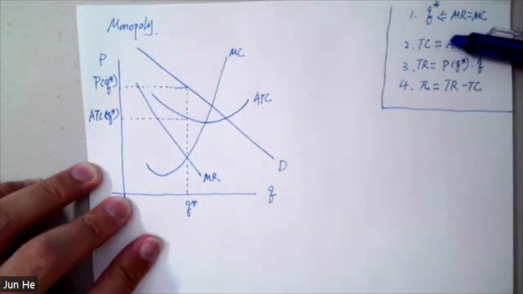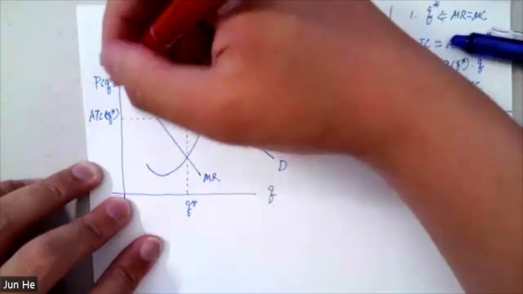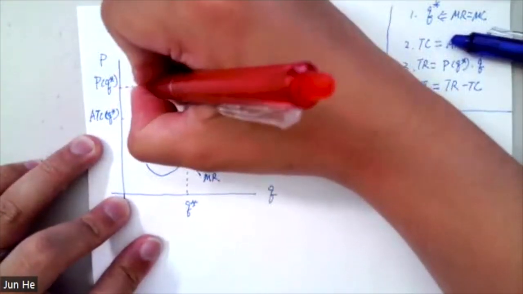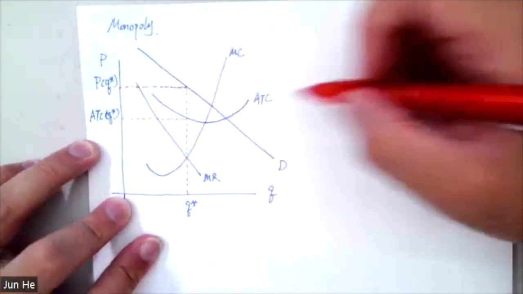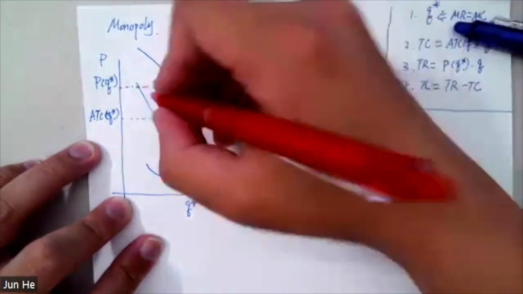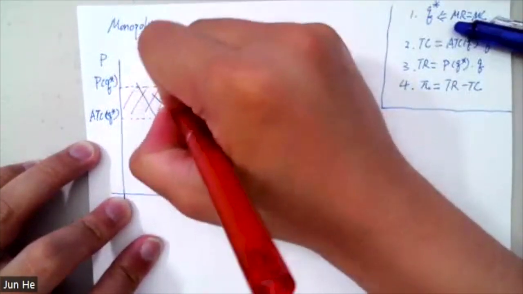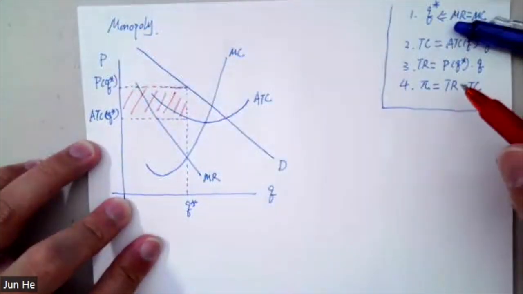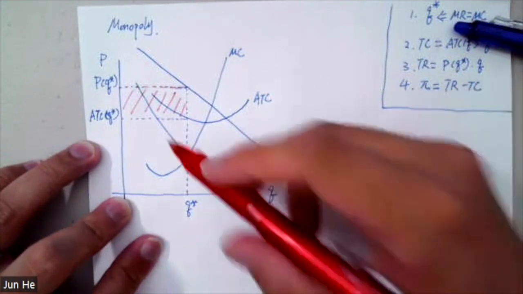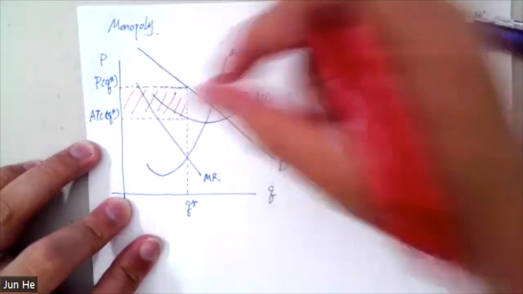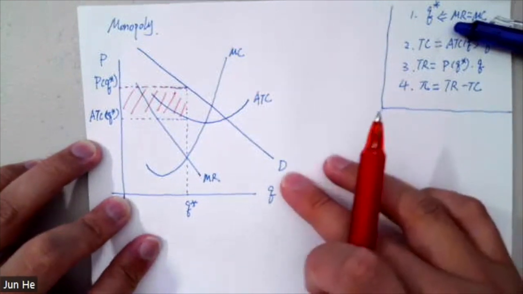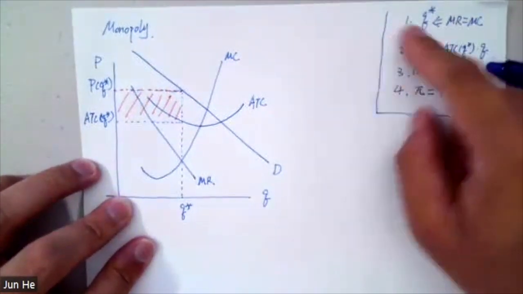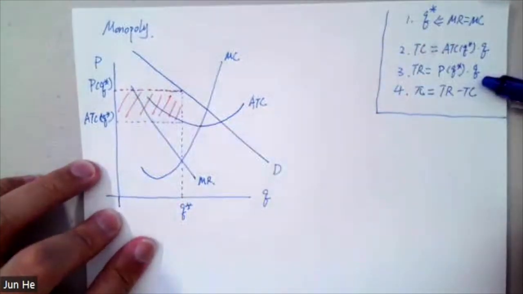So now we have the red part as your total revenue, and then the profit is the difference between the total revenue and total cost rectangles, which is the narrow rectangle in between. Okay, so this tells you how to apply the 4 steps to find monopolistic profit.